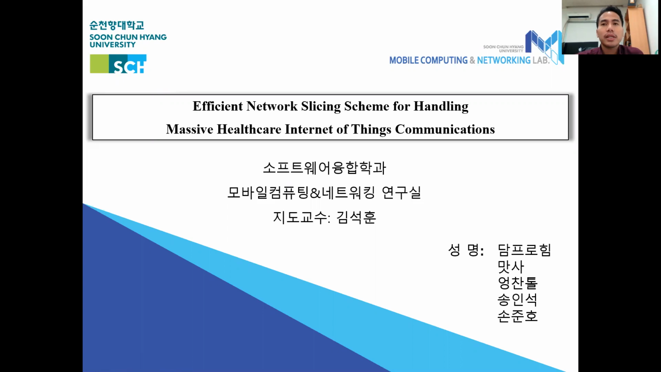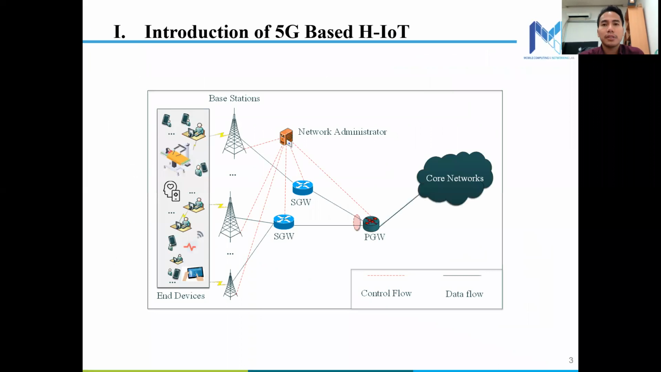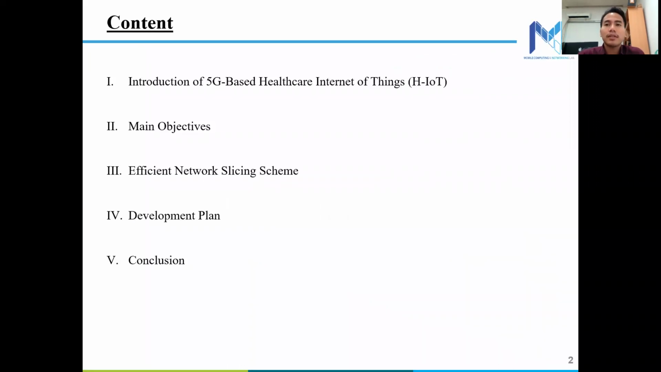Today, I would like to present about my project, namely Efficient Network Slicing Scheme for handling massive healthcare Internet of Things communication. To describe this topic in detail, this is our content table, which starts from the introduction of 5G based healthcare Internet of Things that discusses the conventional architecture, challenges and possible problems in today's scenario.